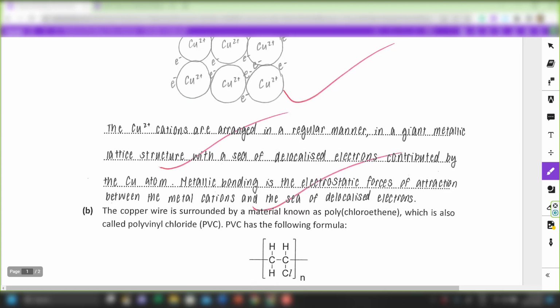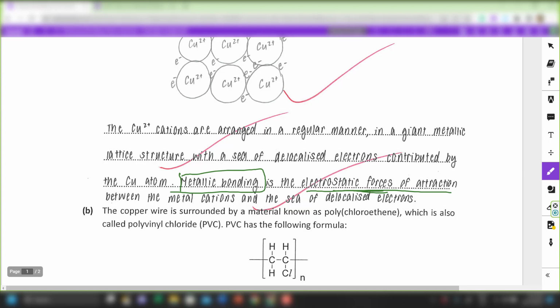And then what are the kind of description required? You are supposed to mention the kind of structure and bonding. In this case, it's a giant metallic lattice structure, so I think that needs to be mentioned. The sea of delocalized electrons is being contributed by the copper atoms. So the electrostatic forces of attraction are between the Cu2+ cations and the sea of delocalized electrons. And this particular electrostatic force of attraction is defined as metallic bonding.